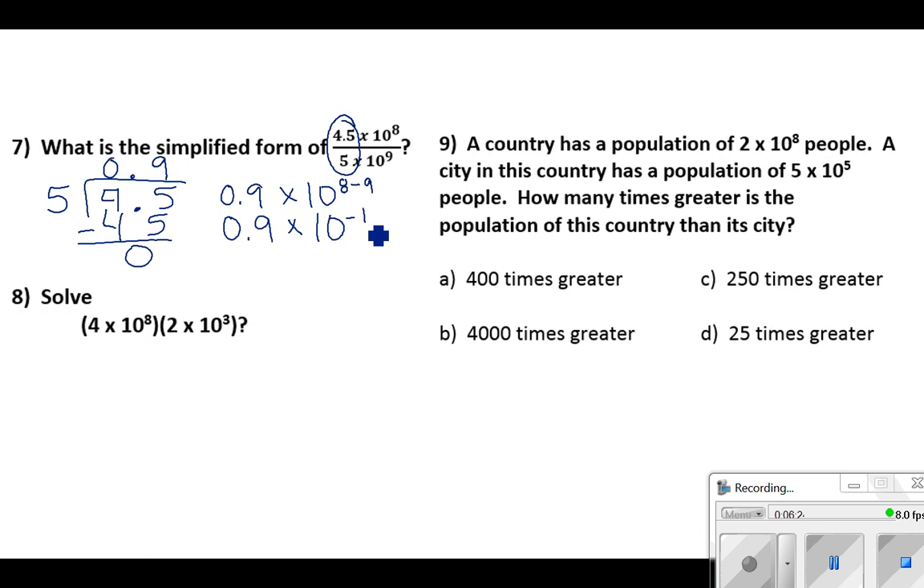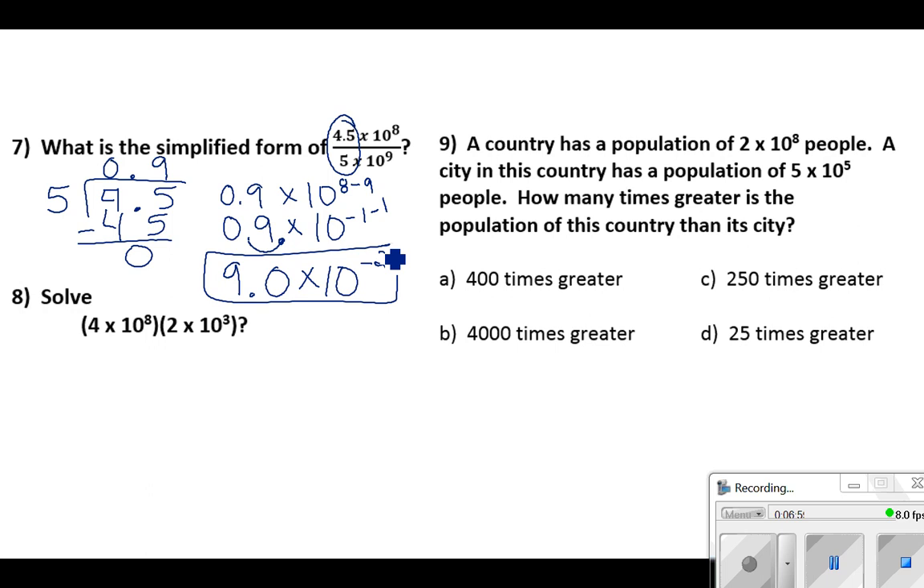We can't stop there because we have to have the decimal point on the other side of the 9, which means we have to move it over here, and by doing that, we are going to subtract 1. We moved it 1 place less, so we would have 9.0 times 10 to the negative second power. Question 8.